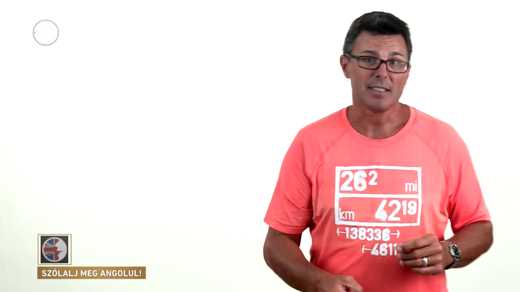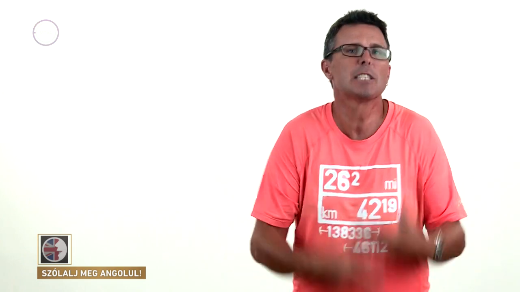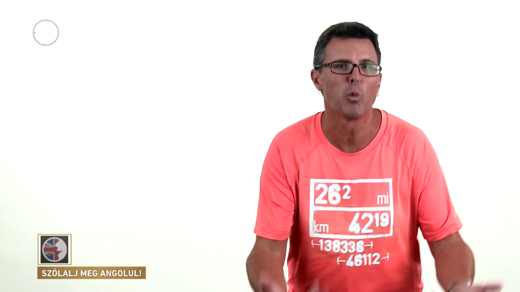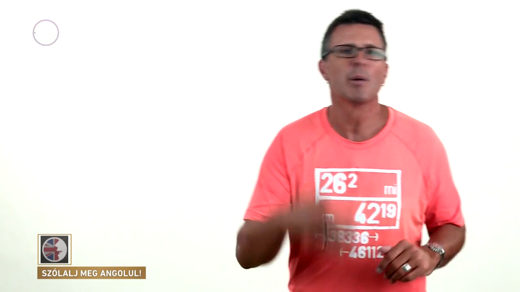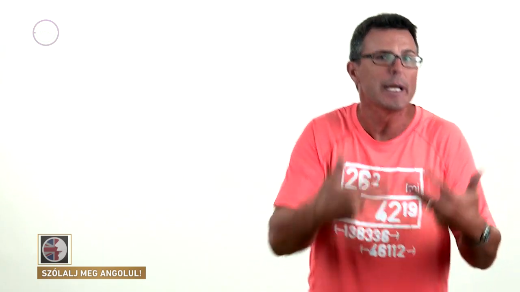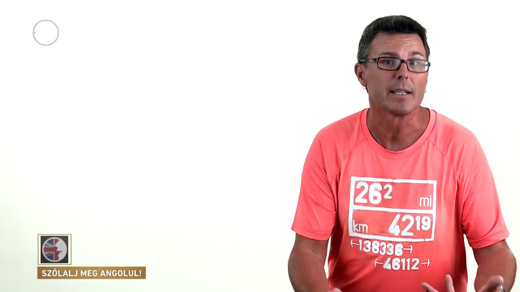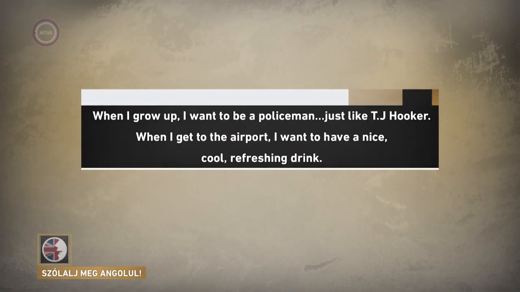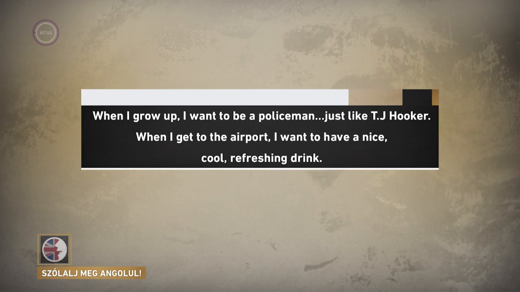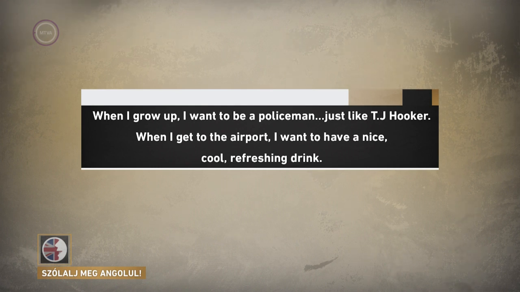Next we have to deal with the fact that there's another verb in the sentence. We often see this, especially after verbs like the verb to want. We often follow the verb want with another verb in the to infinitive form. This shows us what we want or what we would like. When I grow up, I want to be a policeman, just like TJ Hooker. When I get to the airport, I want to have a nice, cool, refreshing drink.